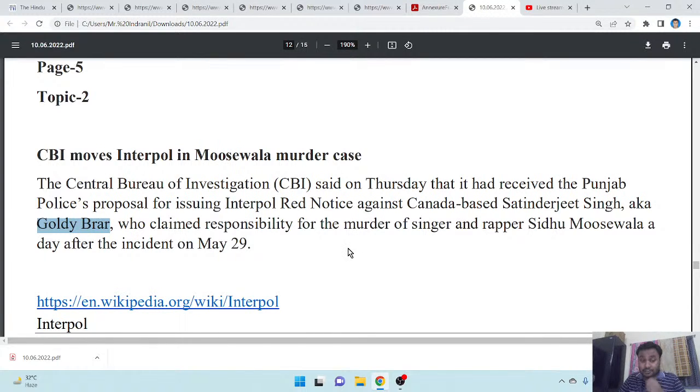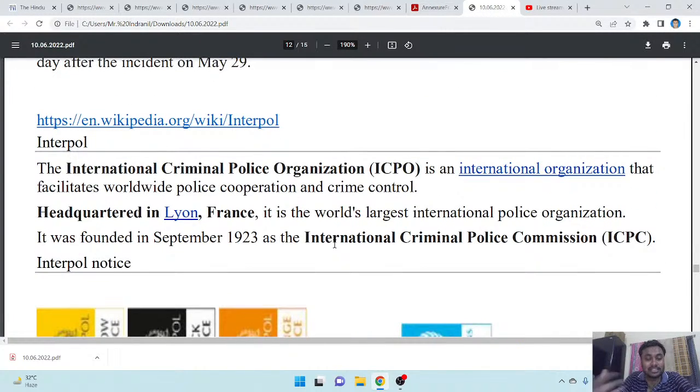Now, what is the procedure, or what is Interpol? We should know. Then I will show the list of Interpol notices. Interpol means International Police. The International Criminal Police Organization is an international organization that facilitates worldwide police cooperation and crime control. Whenever a criminal has fled or is a resident of another country, to arrest him, Indian police or state police or CBI has to go to Interpol to issue a red notice against him. That is the procedure to capture that person.